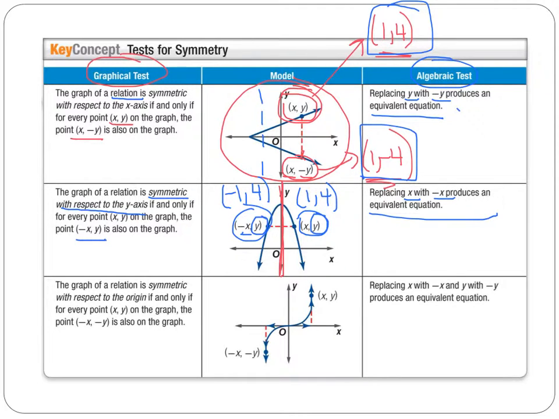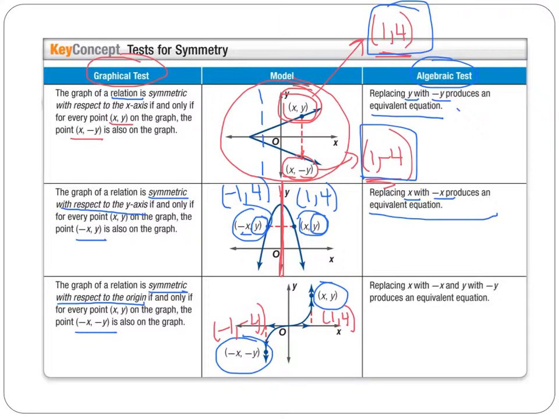The graph of a relation is symmetric with respect to the origin if and only if for every point (x, y) on the graph, the point (-x, -y) is also on the graph. Okay, we have positive x, positive y here, and we have -x, -y. So what we're saying with origin symmetry, if the point (1, 4) is on the graph, then (-1, -4) would also have to be on the graph.